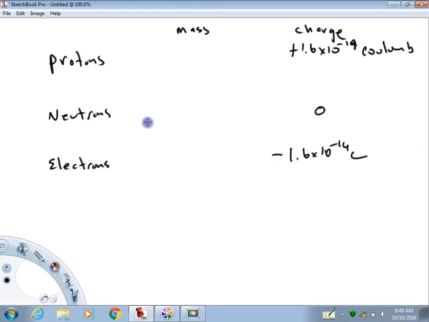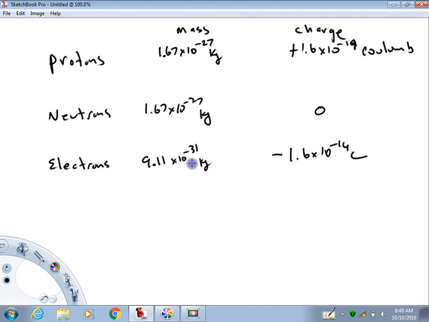These three particles all have a mass, which I'm going to write down here now. Protons and neutrons have the same mass, to about 5 significant figures, of about 1.67 times 10 to the minus 27th kilograms. These are very small particles. Electron masses are even smaller. The mass of an electron is around 9.11 times 10 to the minus 31st kilograms. So you'll notice an electron is about 5,000 times smaller in mass than a neutron or a proton.